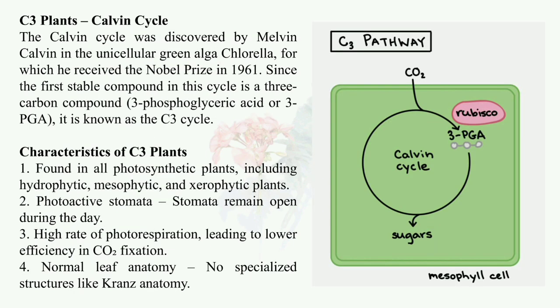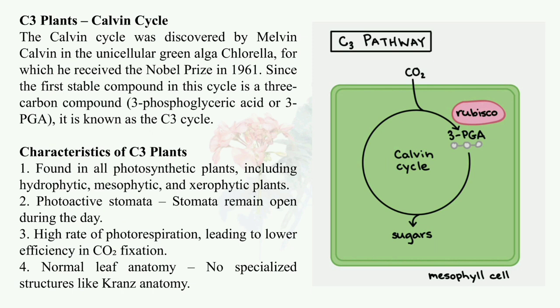C3 plants, Calvin cycle. The Calvin cycle was discovered by Melvin Calvin in the unicellular green alga Chlorella, for which he received the Nobel Prize in 1961. Since the first stable compound in this cycle is a 3-carbon compound, 3-phosphoglyceric acid, or 3-PGA, it is known as the C3 cycle. Characteristics of C3 plants.